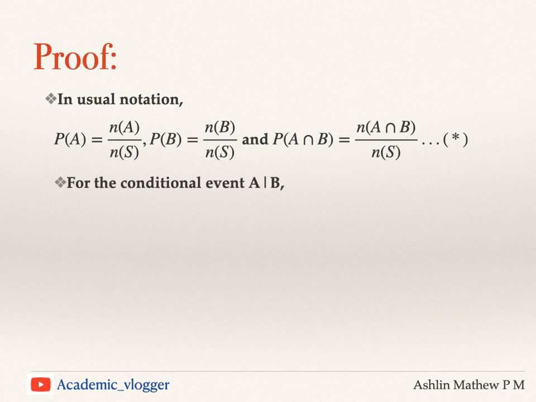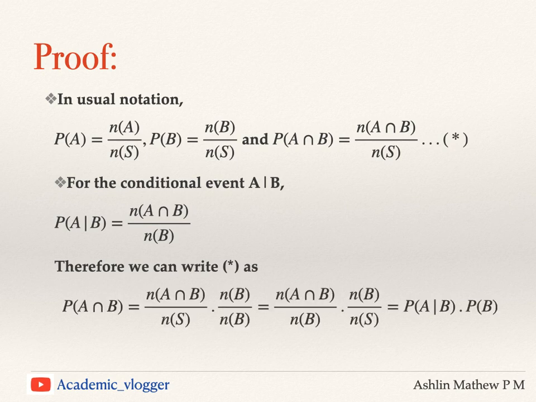So now we use the conditional event A given B. For the probability of A given B, we have already discussed in the previous video that it can be written as n of A intersection B divided by n of B. So this is the formal definition of the conditional probability of A given B. Therefore, we can rewrite the equation in asterisk, that is the probability of A intersection B, as n of A intersection B divided by n of S into n of B by n of B.